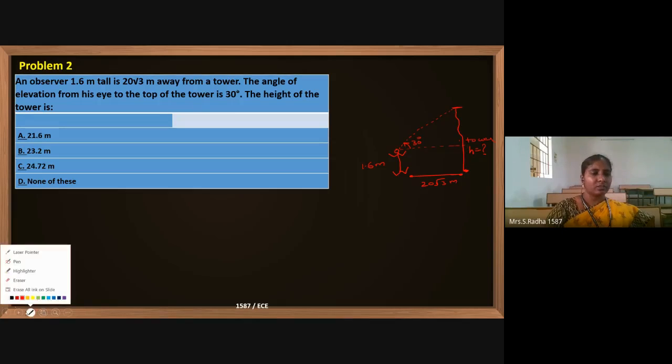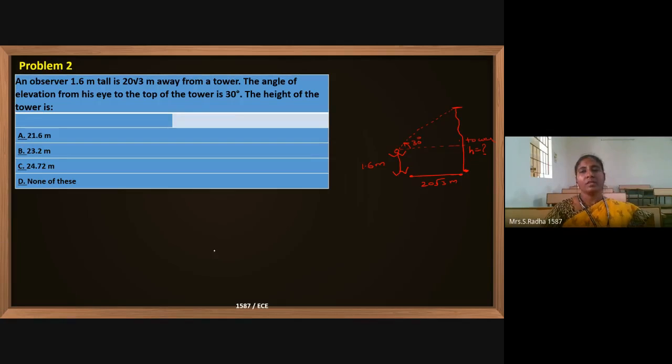What I will do, because this horizontal line is exactly parallel, this is also 20 root 3. And this parallel line is also 1.6 meters. I will assume the part above this horizontal line as x. We want to find the x value. I will take this as 1, which is a rectangle, and this as 2, which is a triangle.